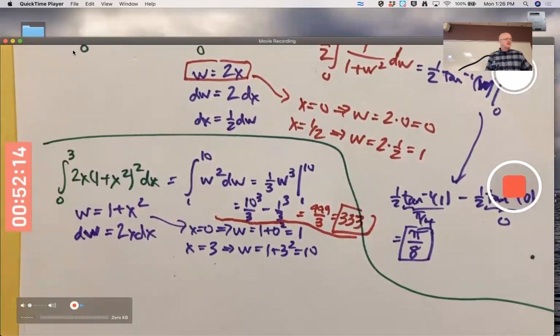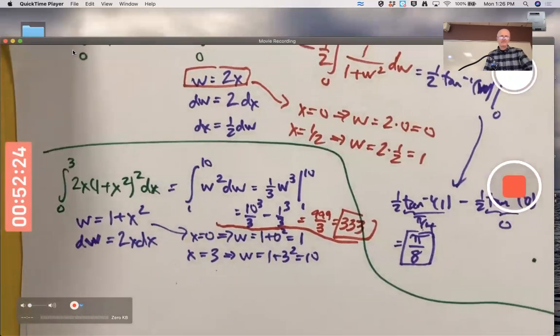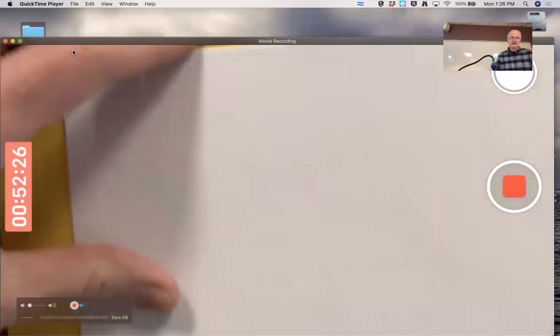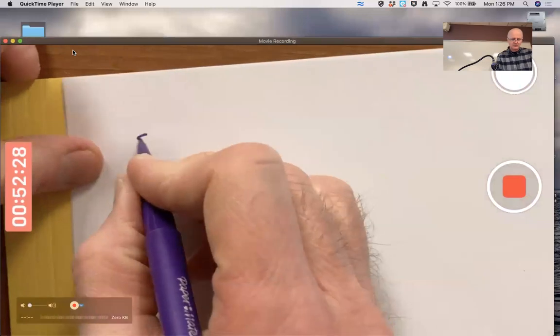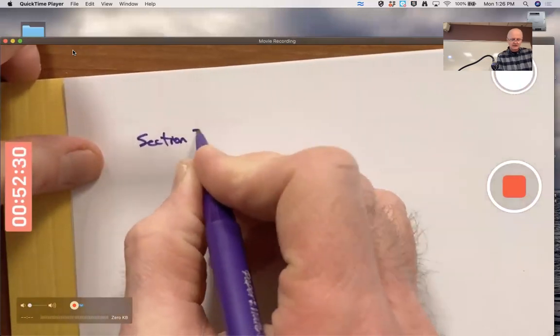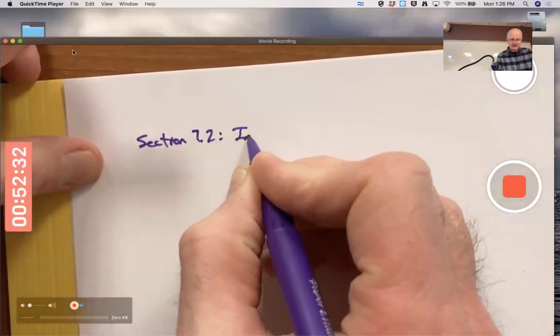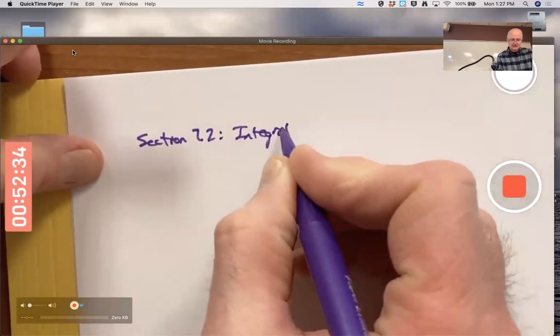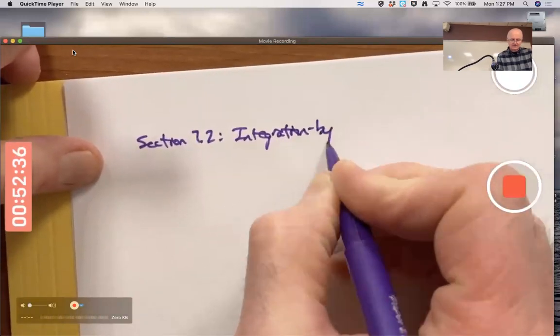For our last 15 minutes today, I'm going to introduce section 7.2, another method of integration called integration by parts. Section 7.2 is integration by parts.